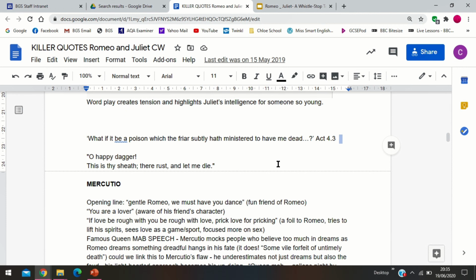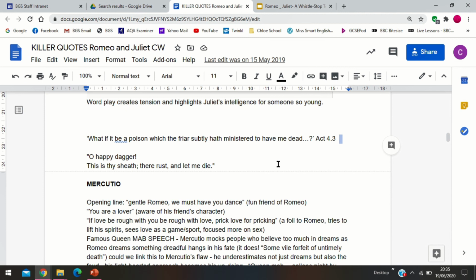And lastly, "O happy dagger, this is thy sheath, there rust, and let me die." So Juliet kills herself with the dagger, and obviously the death of Romeo and the death of Juliet upon discovery brings about the Pyrrhic victory. The families bury the hatchet.